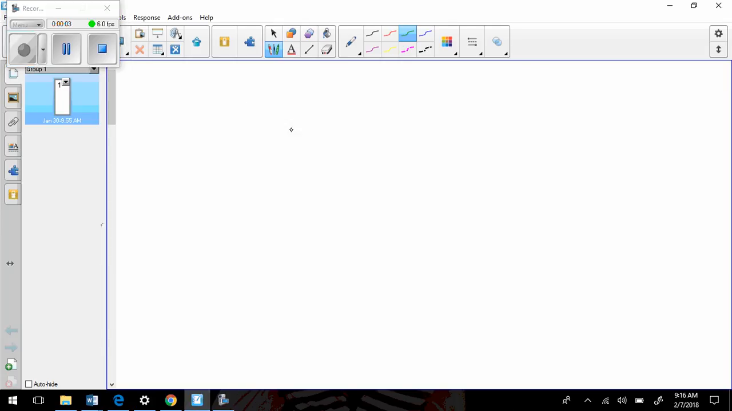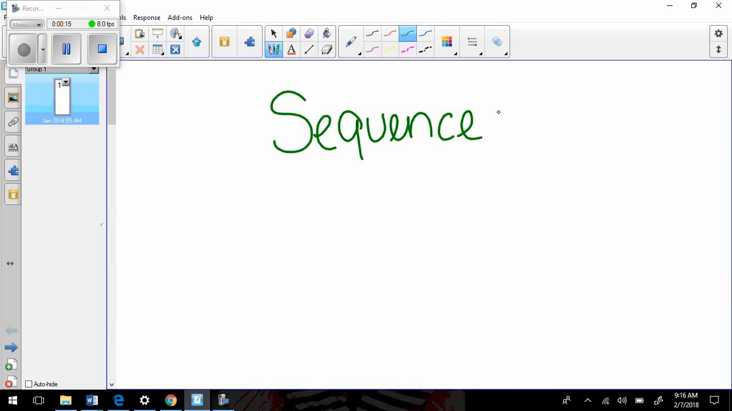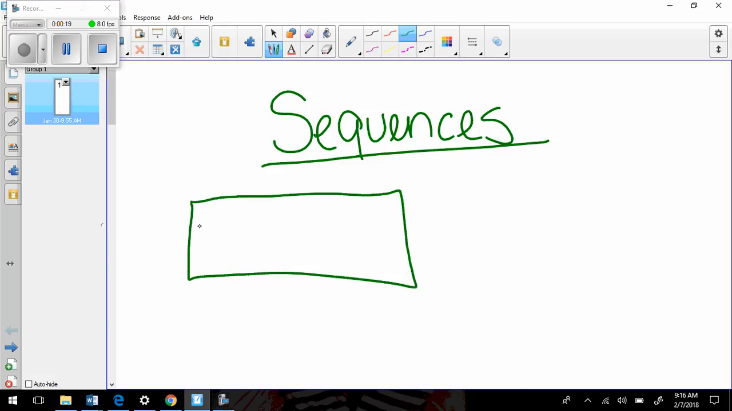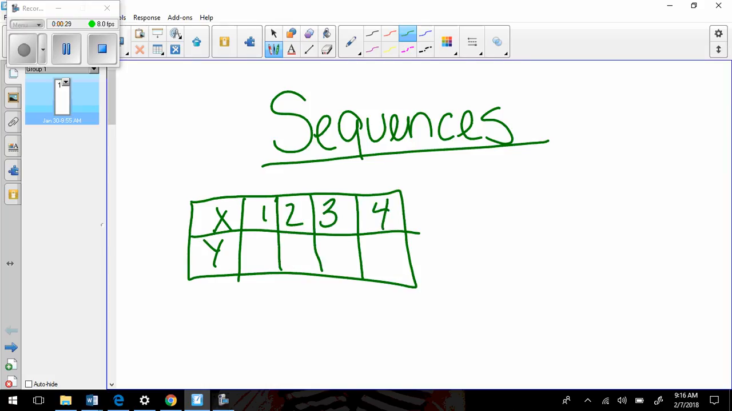Okay, we are going to talk about sequences today. And when you say sequences, that is if we had an XY data table and we had some terms here, 1, 2, 3, and 4, and then numbers down here, 2, 4, 8, 16. So this is what we call a sequence.